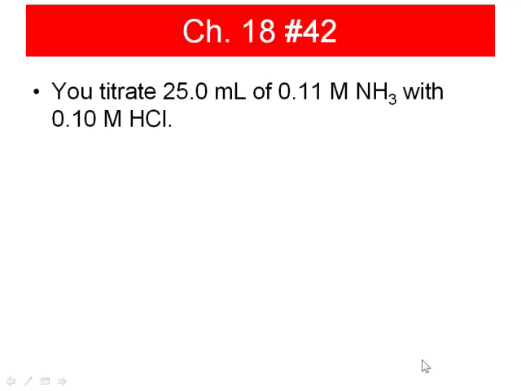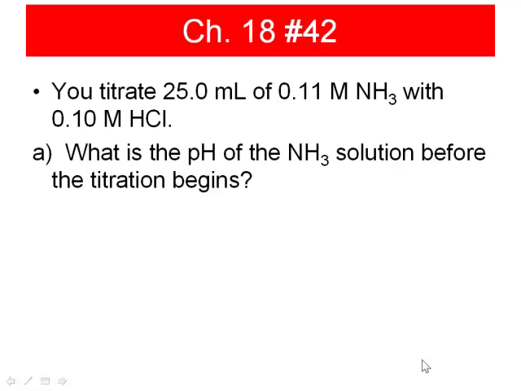What it says in the problem is that you titrate 25 milliliters of 0.11 molar ammonia solution with 0.10 molar hydrochloric acid. And this is happening here in several parts, okay? Part A of the question is, what is the pH of the ammonia solution before the titration begins? Before the titration begins, all we have is 0.11 molar ammonia solution. That's all we have there. We haven't added any acid yet.